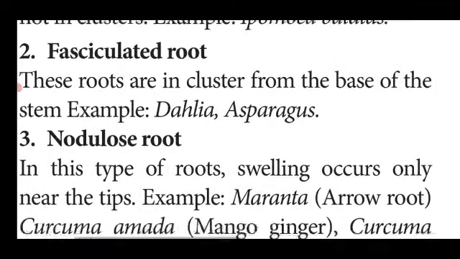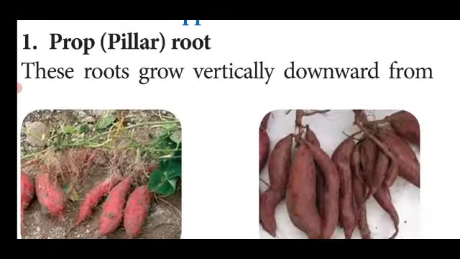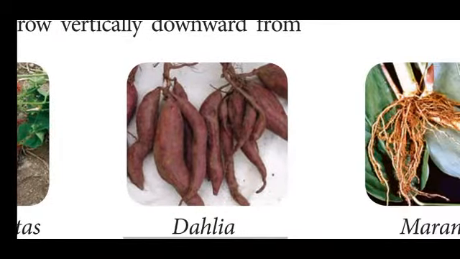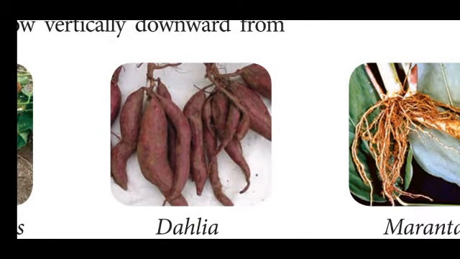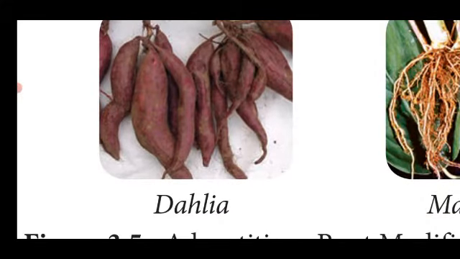The next type of root is a fasciculated root. In this root, they look like a tuberous root, but they are clustered in nature. The tuberous roots are single, but the fasciculated roots arise in clusters. So they are also without any definite shape. An example for fasciculated roots is Dahlia.